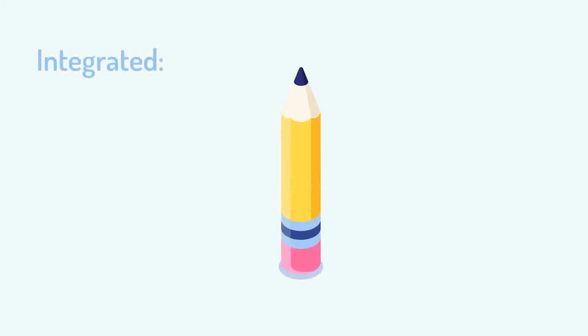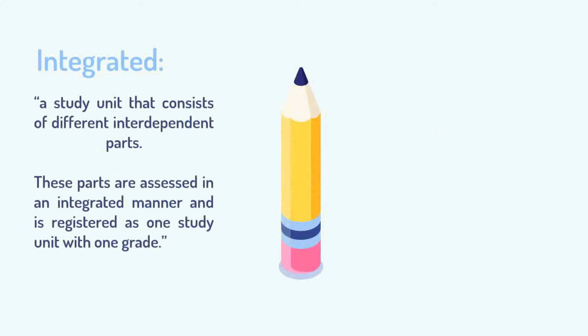Let's first look at integrated. It is formulated in the EER as a study unit that consists of different interdependent parts. These parts are assessed in an integrated manner and is registered as one study unit with one grade. What this definition means is that the entire module is one study unit and one grade is given for the entire module. Essentially, a student can only receive either 0 or 15 EC for an integrated module. This is similar to the original TOM model.